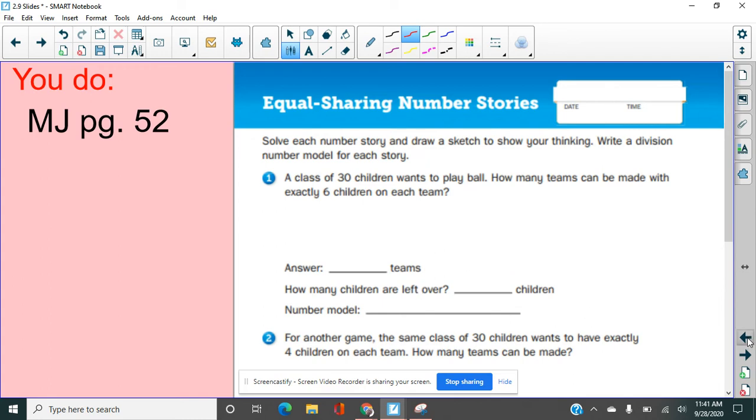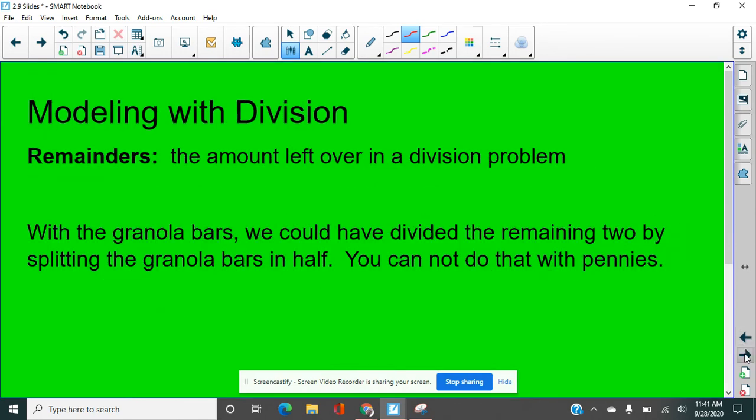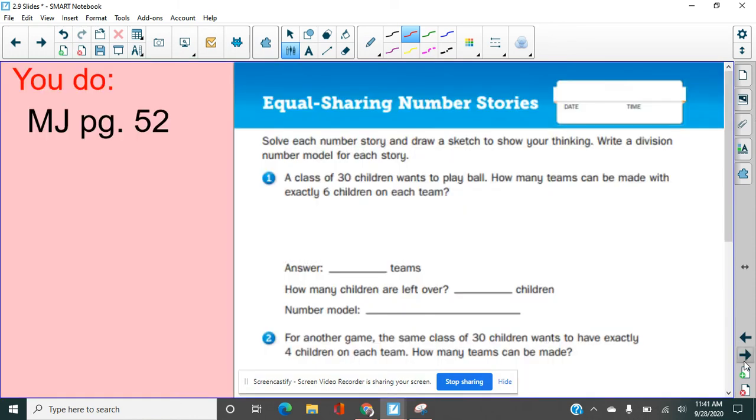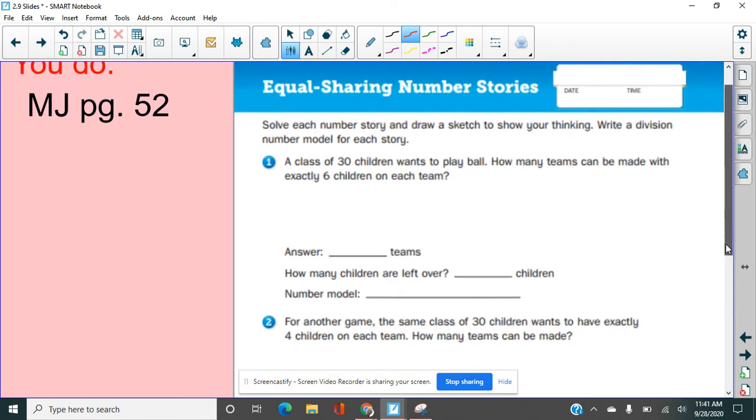Number model, we should have written the number model on the past ones that we did. Let's do that now. So what we did here is we took 13 and we divided it by 3, and our answer was 4. And then we had a remainder of 1, right? Remainder. And so that's usually shown with an R like this for remainder 1. Sometimes you'll have remainders on here and sometimes you won't.